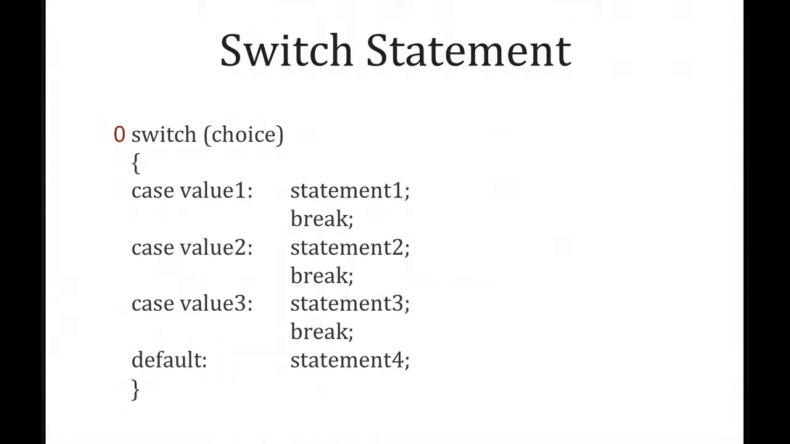Here's a generic form of the switch statement. It tests choice against possible values. If choice is equal to a value, the program executes the statement that matches that choice. For example, if choice is equal to value 1, it executes statement 1 and then break. If it's equal to value 2, it executes statement 2 and then breaks, and so on and so forth.